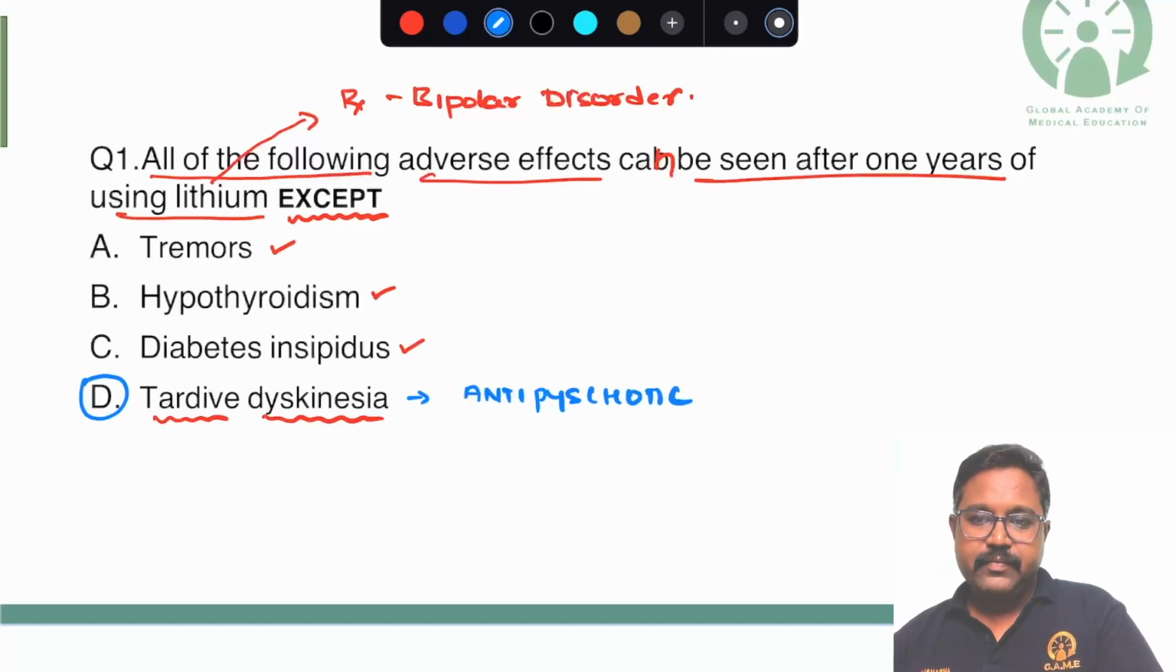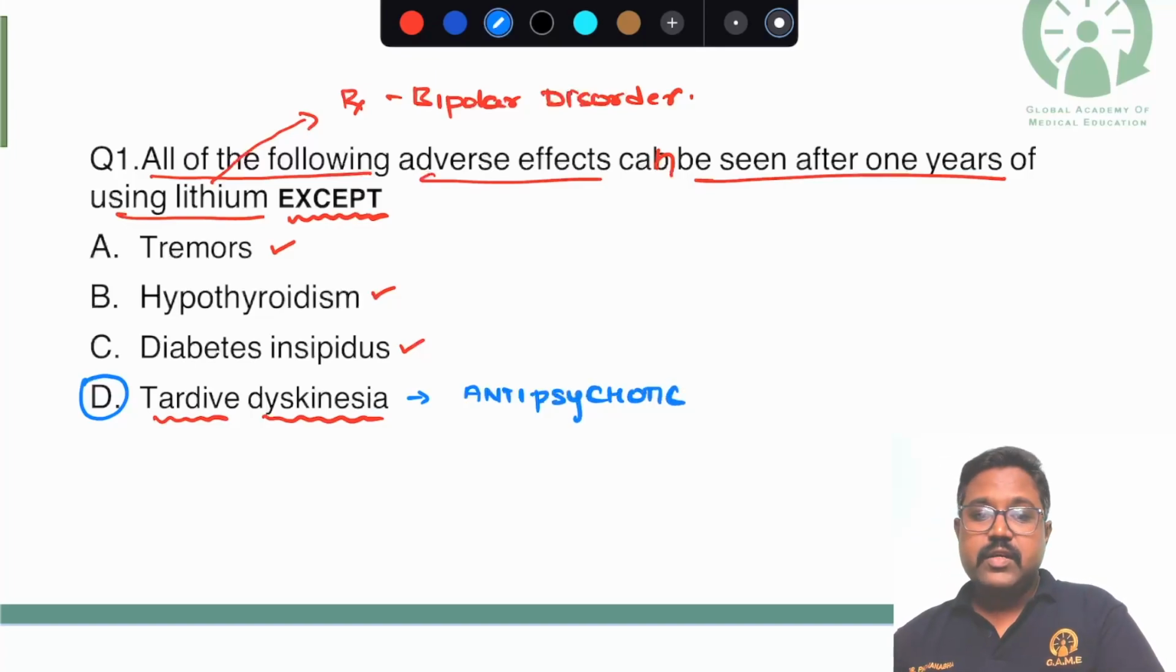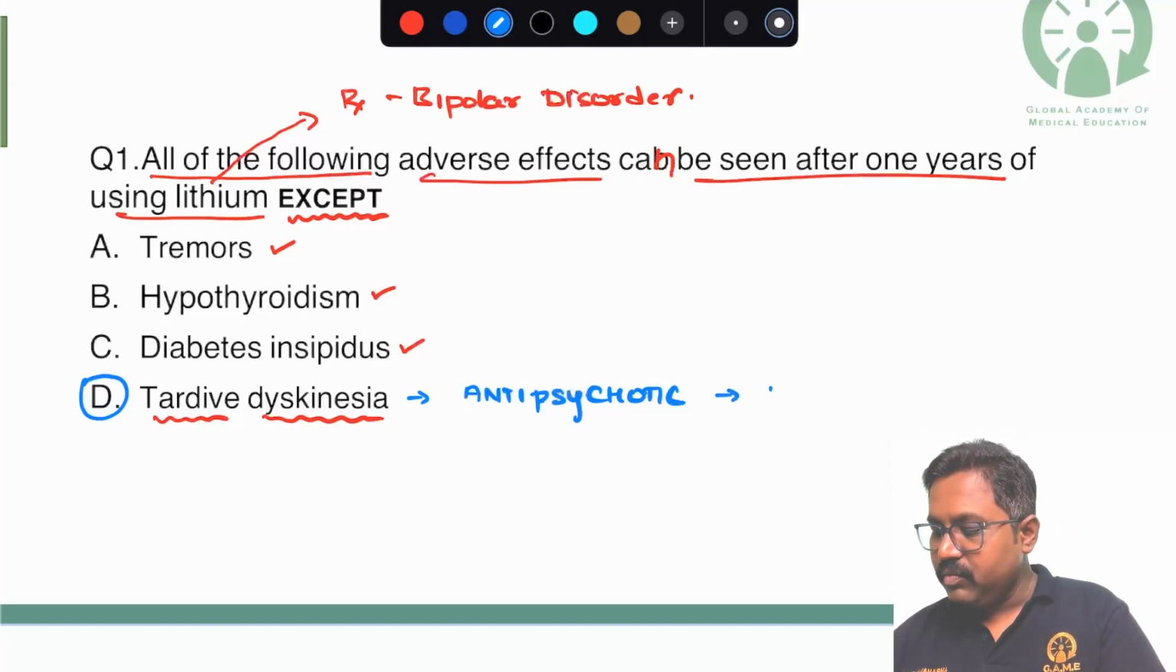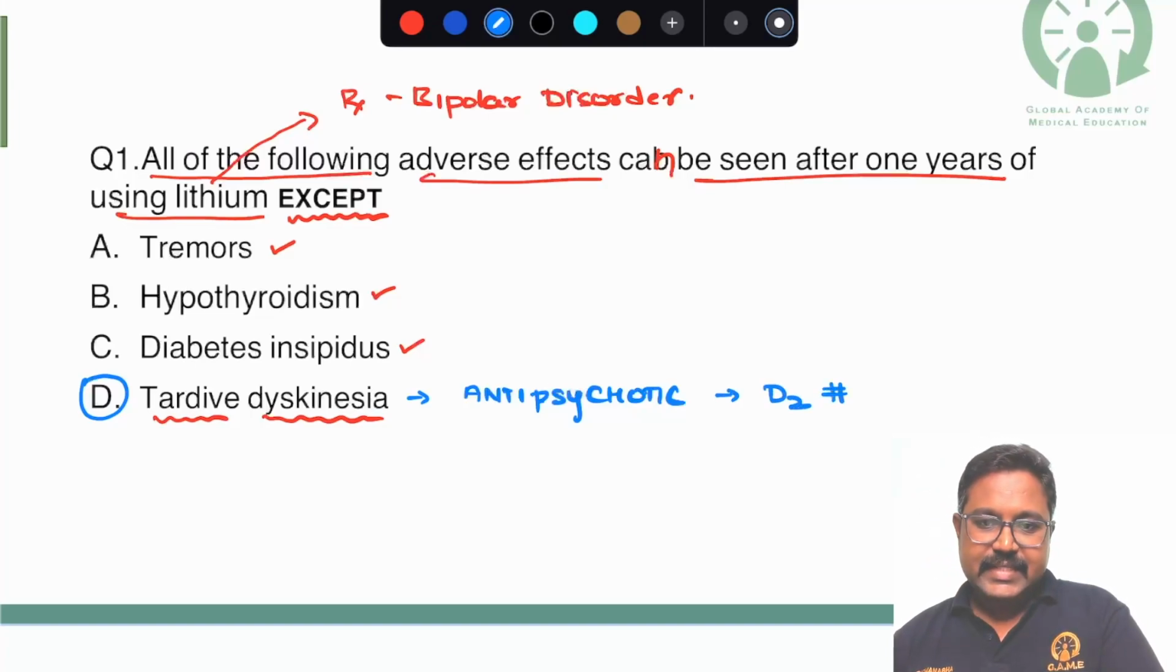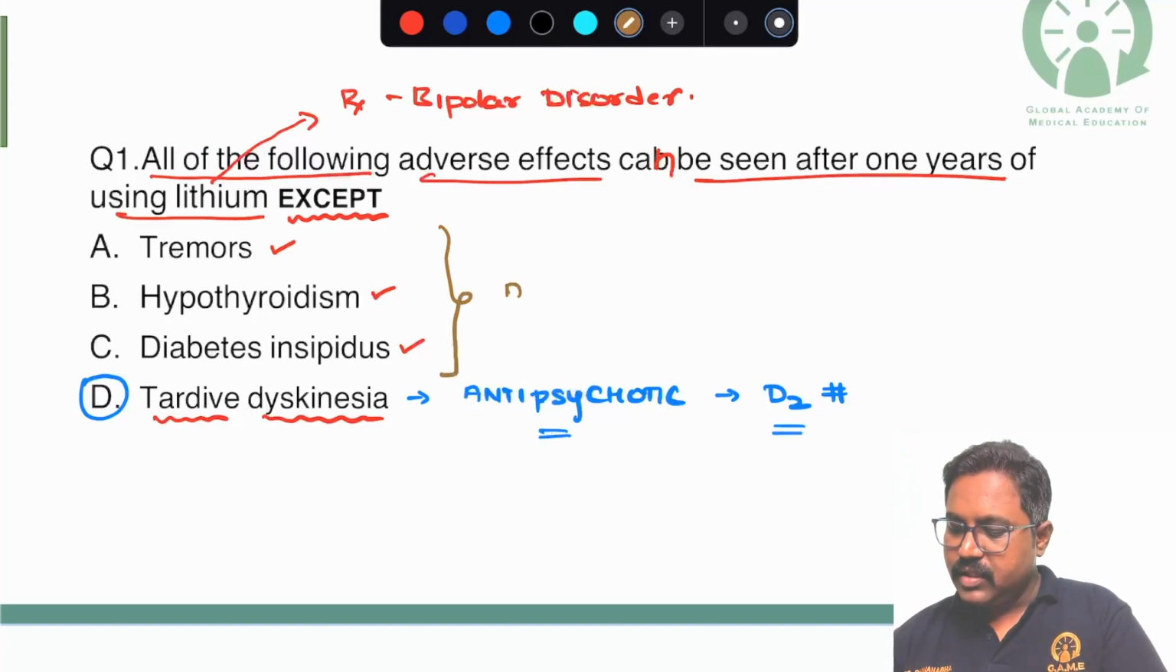Antipsychotic drugs. These are seen with the antipsychotic drugs. Basically, this will going to block the D2 receptors. So tardive dyskinesia is mainly due to the blockade of the D2 receptor, which is caused by antipsychotic agents. So all this will be the tremors, hypothyroidism will be the adverse effects which are mediated by lithium.